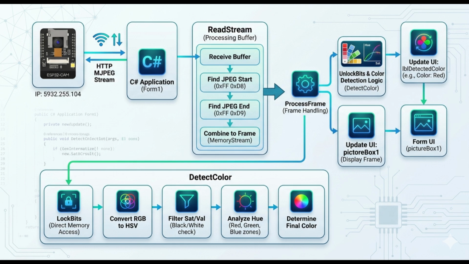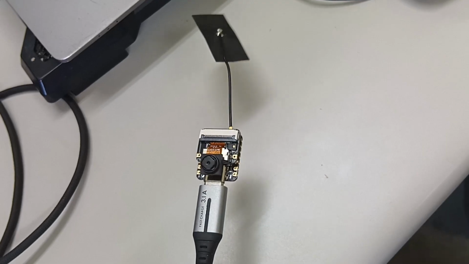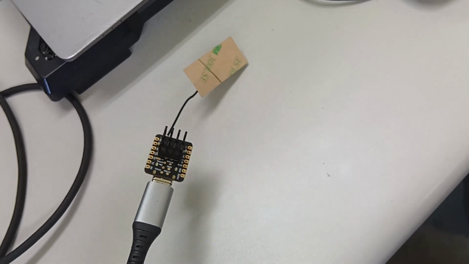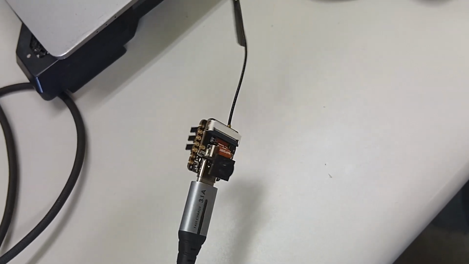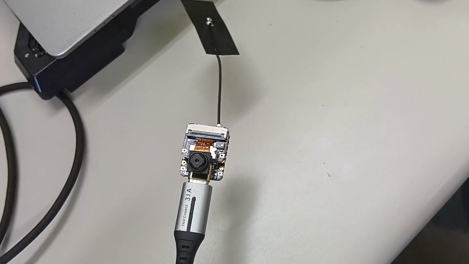Here in this tutorial, we will build a real-time color detection desktop app. This is a Seeed Studio ESP32 camera module. It connects to Wi-Fi and displays an IP address in the serial monitor of the Arduino IDE.